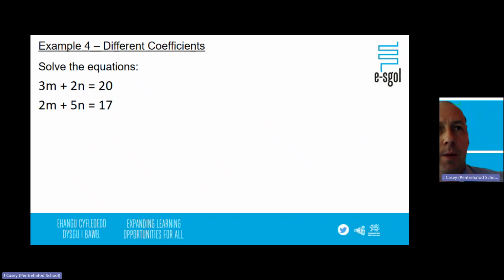So what we're going to do is try and get one of the coefficients the same. And I think I'm going to try and get these m's the same. So I'm going to get this into a 6m, this into 6m. The reason I've chosen 6 is because 3 goes into 6 and 2 goes into 6.